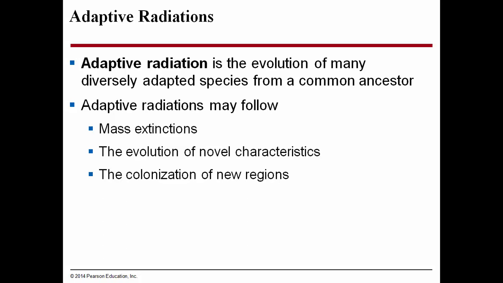Adaptive radiations may follow mass extinctions, or the evolution of a novel characteristic, or the colonizations of new species. Like angiosperms evolved a novel characteristic, the flowering plant. The flowering plant was very successful, and as new insect species evolved to adapt to the flowering plant, that process of co-evolution allowed for adaptive radiation of the angiosperms.